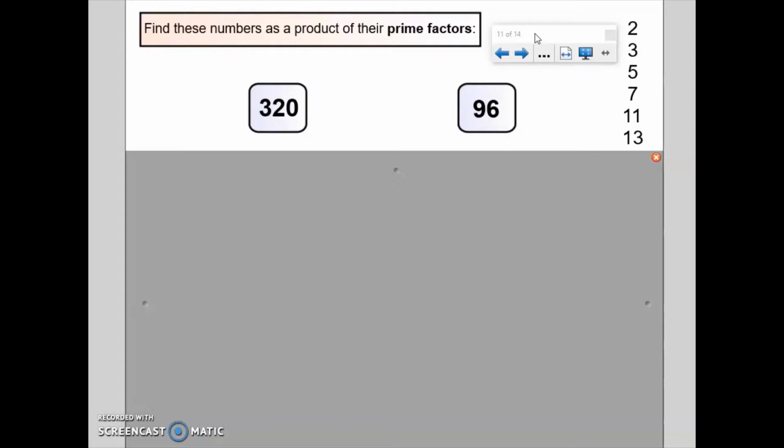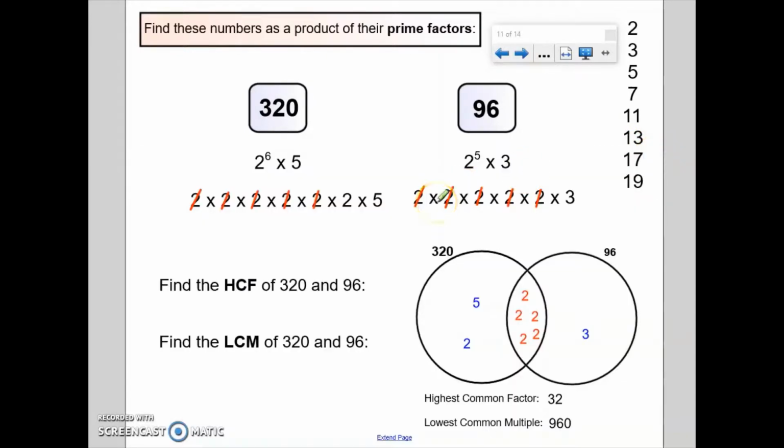Okay, welcome back to the video. Let's have a look at my solution. My solution looks like this. So you can see my prime factorization. You can see that the numbers that pair up and end up in the intersection are actually 5 number 2s. When I multiply them together, it gives me the highest common factor, HCF of 32.